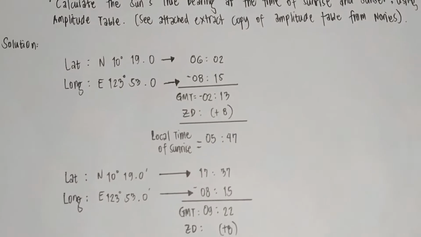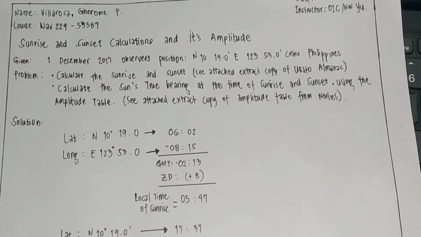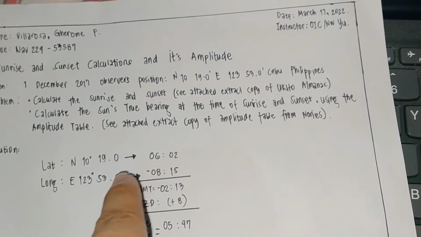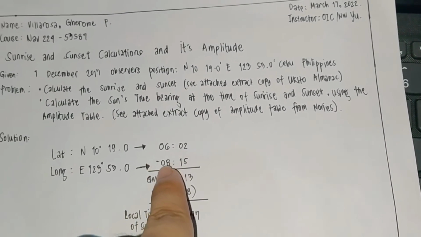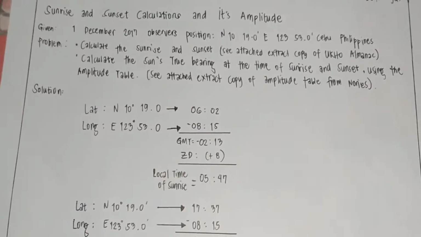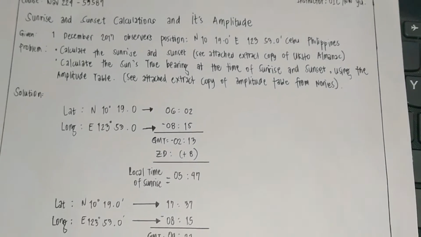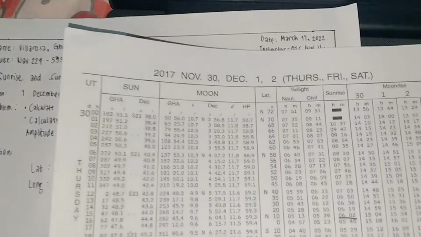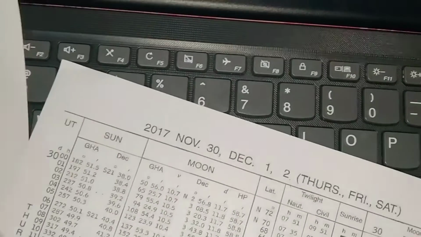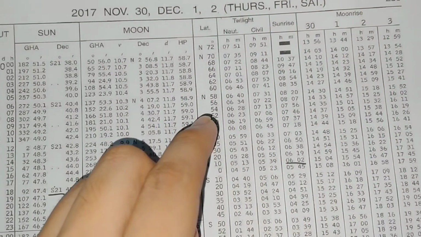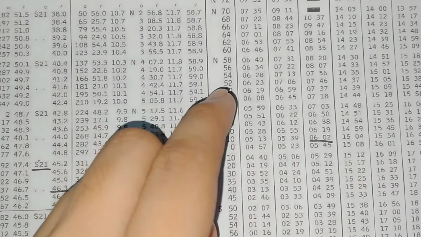So we do have our solution here. Our latitude is N 10 degrees and 19.0. So how do we seek 06 hours and 2 minutes? We will convert it into time. So we do have our table here, and we'll observe the time on when it was rising.